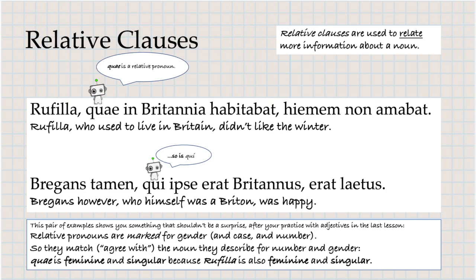Rufilla, who used to live in Britain, didn't like the winter. Bregans, however, who himself was a Briton, was happy. Look at this pair of examples. It shows you something that shouldn't be a surprise after your practice with adjectives in previous lessons. Relative pronouns are marked for gender and case and number, so they match or agree with the noun they describe for number and gender, and quae is feminine and singular because Rufilla is also feminine and singular.